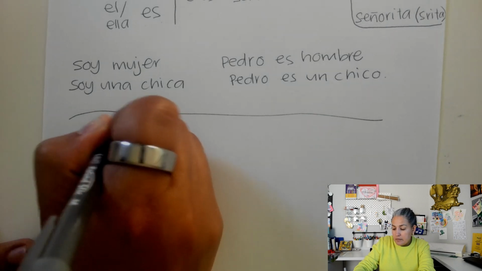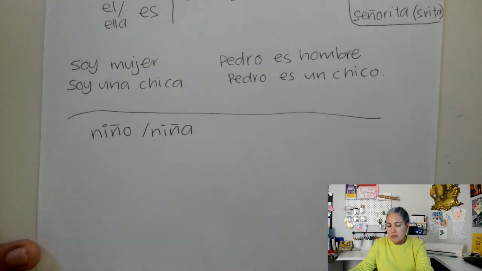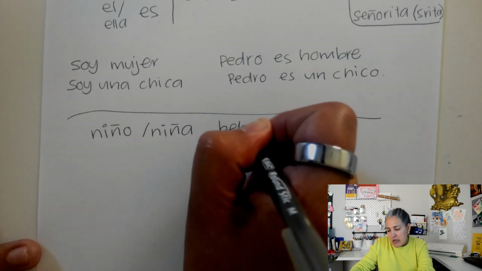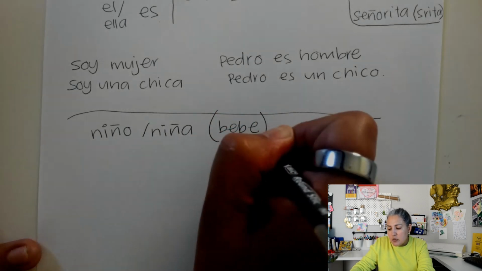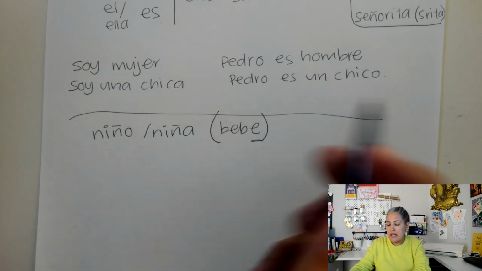Niño, niña. Or when we're a little bit younger, bebé. And because bebé ends with an E, we don't know if it's a girl or a boy. So for both of them, we will use bebé. Es we can say un bebé or es una bebé to say if it's a girl or boy.